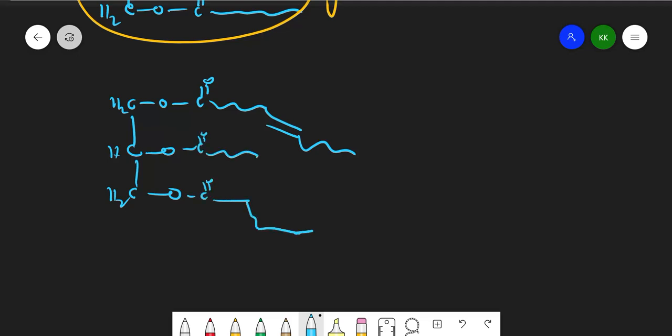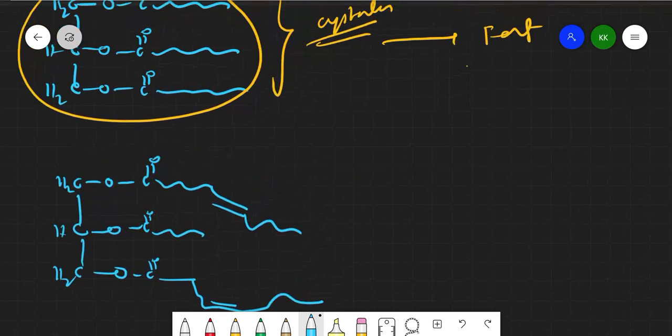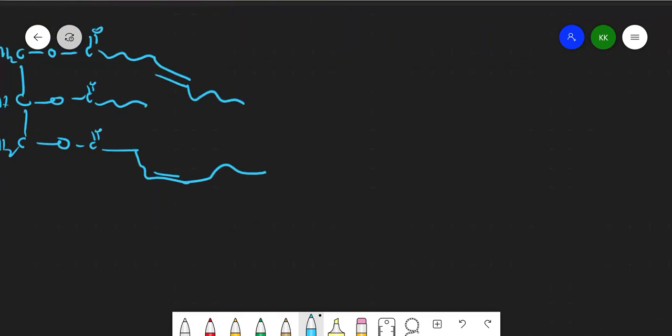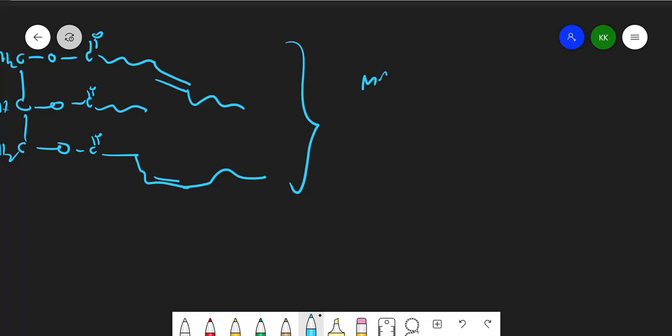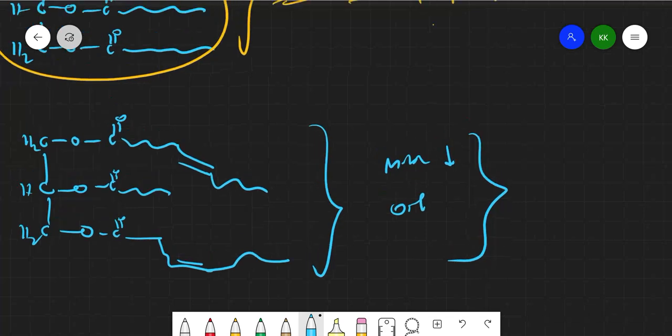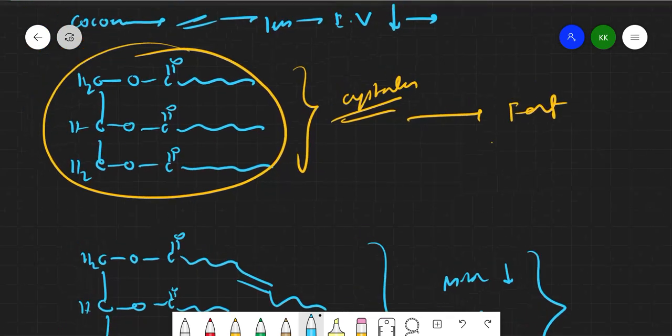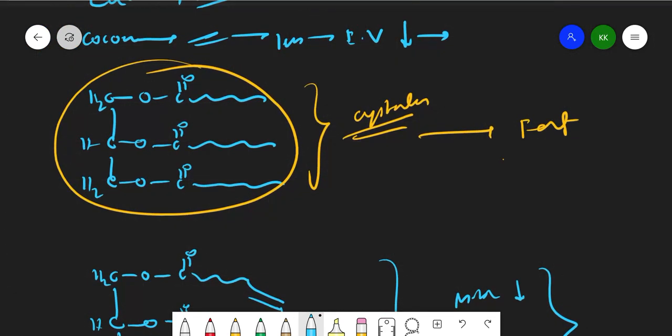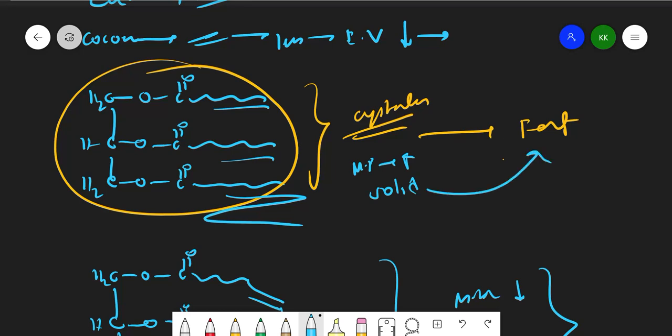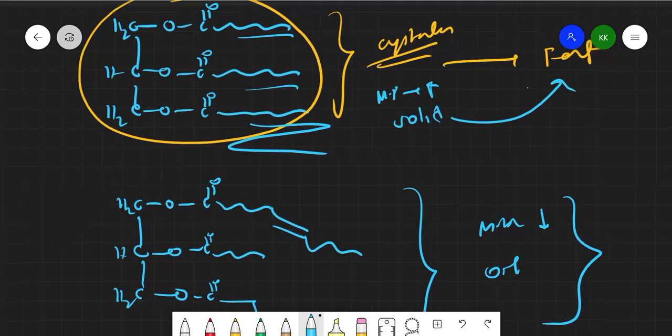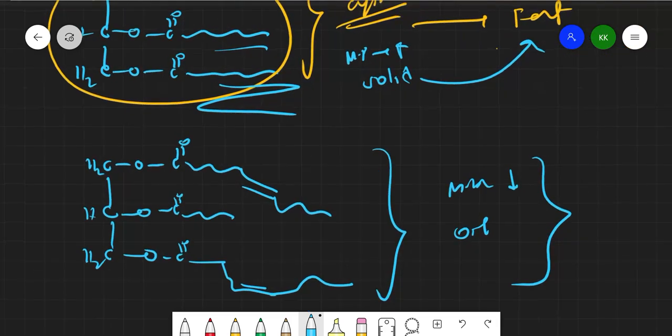Because of unsaturation, their crystallinity will not be good, because of which the melting point will be very low, so they will be oil. So linseed oil is there, not linseed fat, because it contains unsaturation. Whereas coconut fat is there because it doesn't contain any unsaturation, all are saturated, because of which the crystal packing is very good, so its melting point will be high, so it will be solid, and we call it fat, right? I have also told you about this physical property, so I hope you remember that.